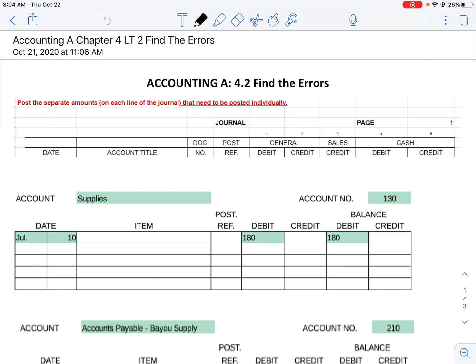So we look at our first transaction here in this ledger. Overall, everything looks pretty good. The issue is right here. We have to fill the post reference. Well, where do we get that? That post reference comes from the journal page, and we're going to put a 1 there. That's where we're going to use that. So that's the first thing.